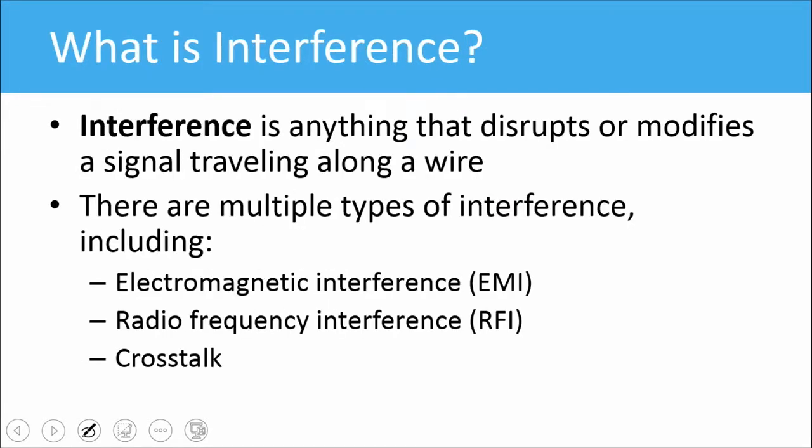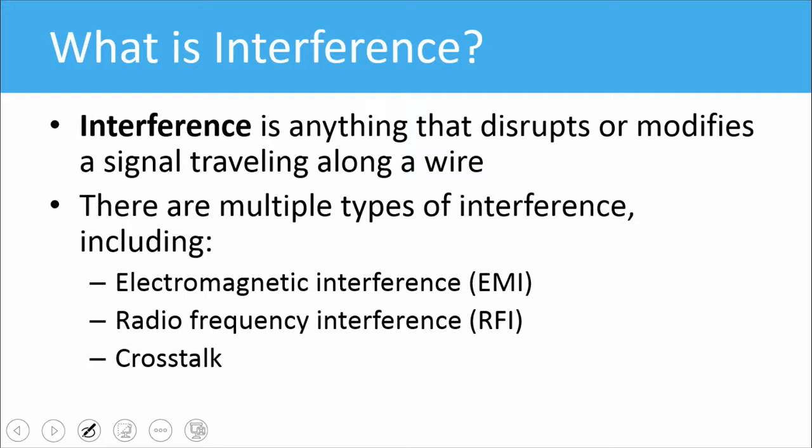All right, so we just talked about interference a little bit ago, and what is interference? All that it is is just anything that can disrupt or modify a signal, and that ultimately would result in the corruption of data. There are a couple different types of interference. You have electromagnetic interference, you have radio frequency interference, and then crosstalk. Electromagnetic interference can be given off by a microwave or anything that transmits an electromagnetic field.